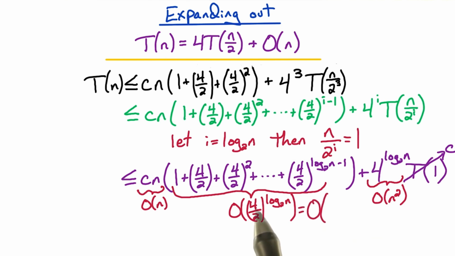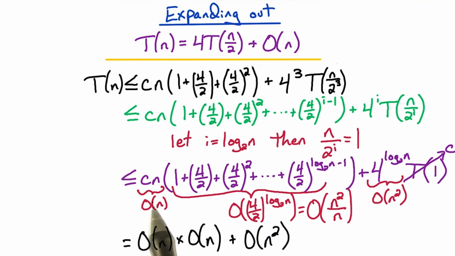Now let's simplify this quantity. The numerator is 4 to the log base 2 of n, which we said before is order n squared. The denominator is 2 to the log base 2 of n, which is of course n. So this quantity is order n. Plugging it in, we have order n times order n plus order n squared. So this is order n squared plus order n squared, which is order n squared. So this recurrence solves to order n squared.